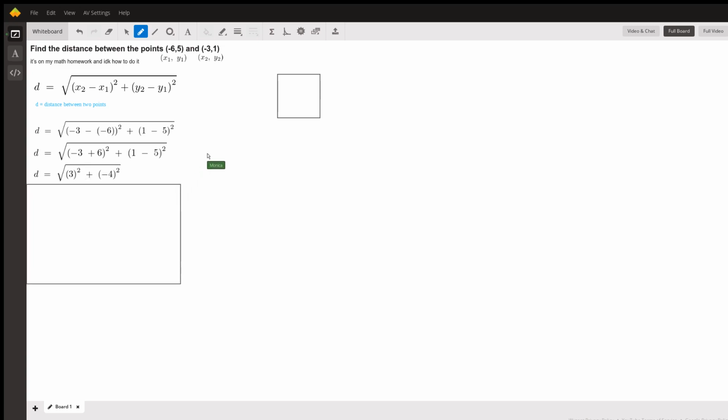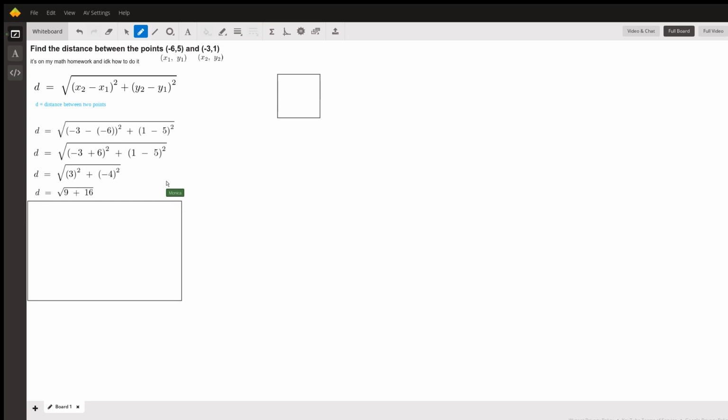So moving through our problem, we get that d is equal to the square root of 3 squared plus (-4) squared. Now again, here we're using order of operations. We can't add these two together because we have to do the exponents. So 3 squared is 9, so 3 times 3 is 9, plus (-4) squared would be a +16 because it's -4 times -4, which gives us a positive.